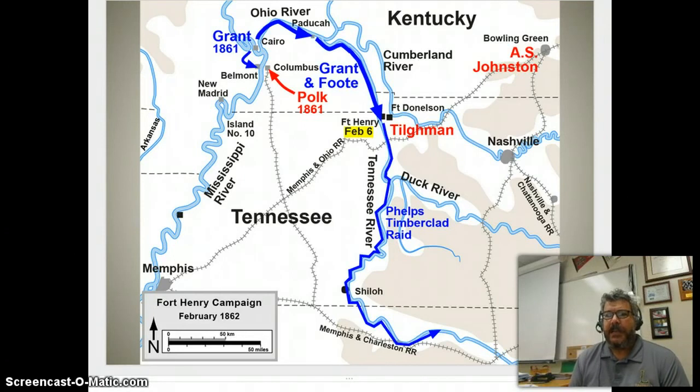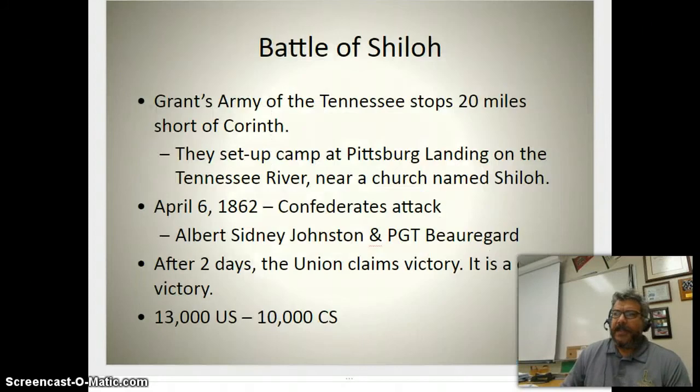His idea is that in order to be more successful, Grant should add to his numbers an army under Don Carlos Buell. We talked about that quite a bit in class. But it's going to take some time for Don Carlos Buell to rendezvous with Grant, and so Grant is instructed to make camp at Pittsburgh Landing on the Tennessee. And that's going to bring us to really the first major battle in the Western Theater.